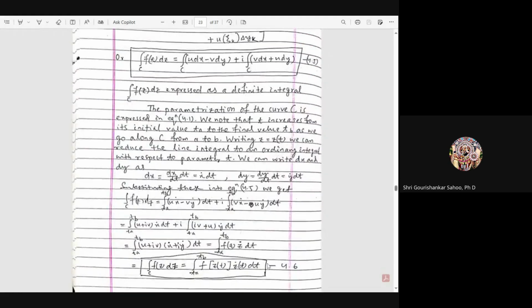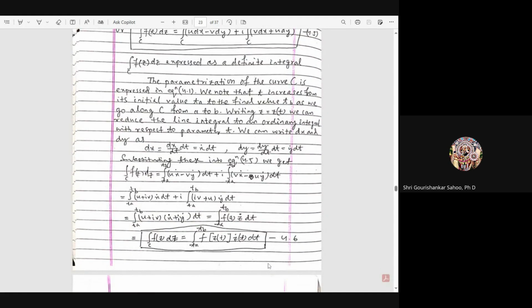Now you can substitute all these things, and you can have your integration f(z) dz is equal to the integration over the contour of u dx minus v dy plus i times the integration over the contour of v dx plus u dy. So your integration over the contour f(z) dz is expressed as a definite integral.